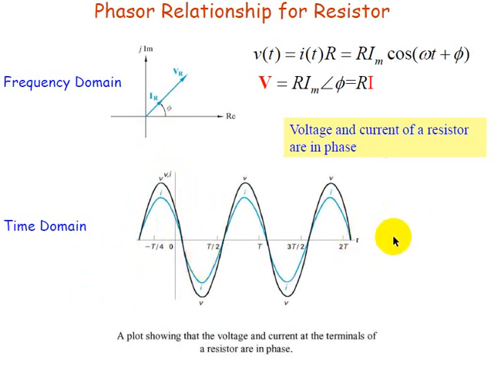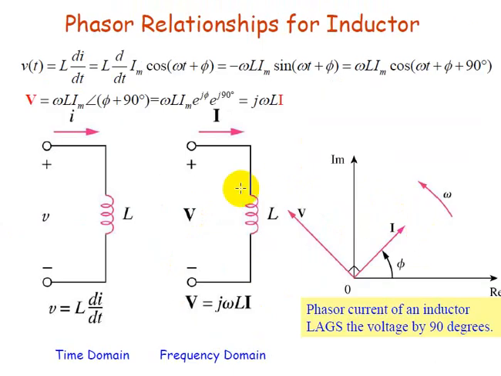Now let's move on to the inductor. What happens to the inductor? At first, the current-voltage relationship of an inductor is v(t) equals L di by dt. This is the current-voltage relationship in time domain. So if you are provided with the current i(t) equals Im cos(omega t plus phi), then if you differentiate this term, you will get minus omega L Im sine(omega t plus phi), and then convert this sine function into a cos function.